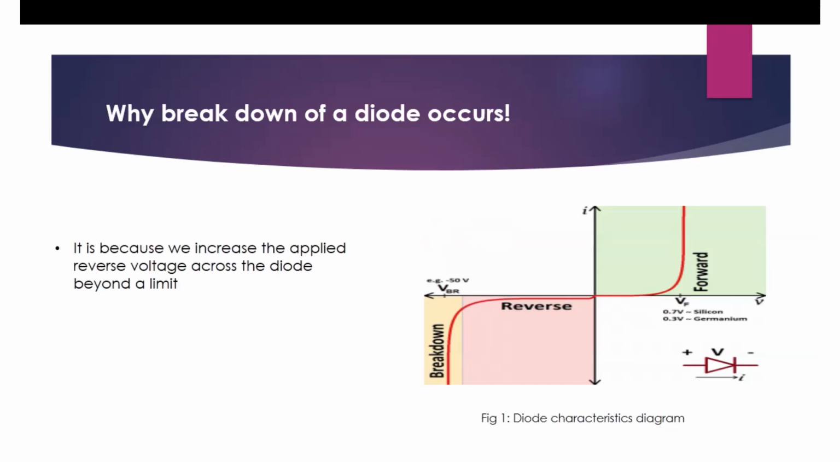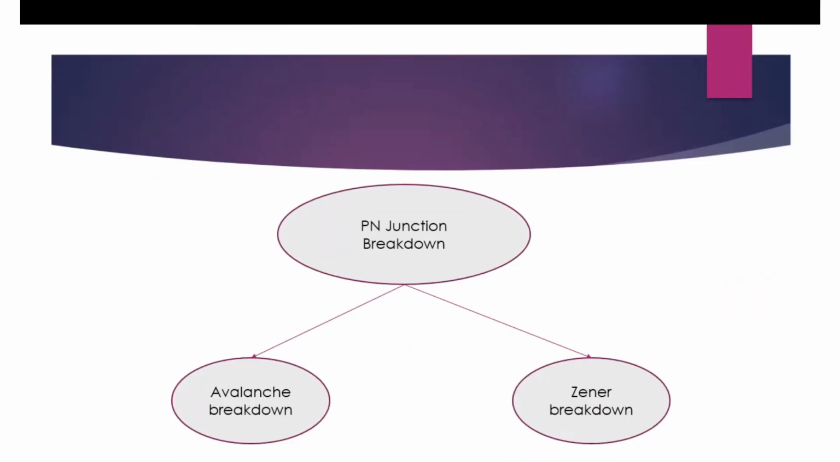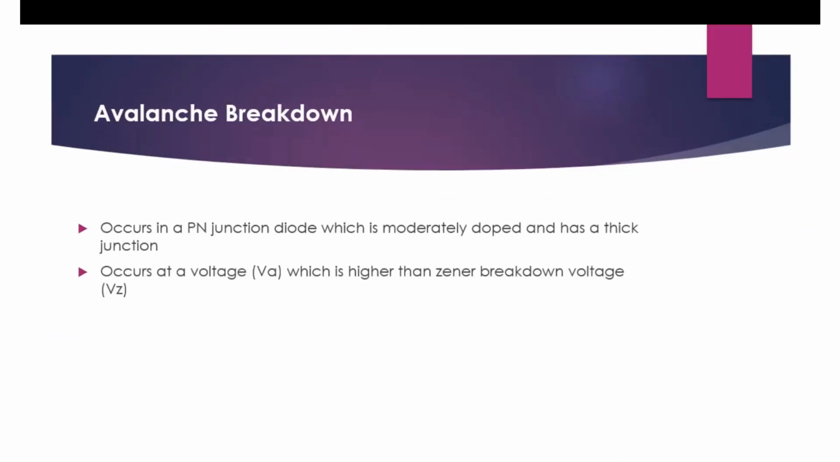If you look at it, it is quite self-explanatory, and we'll be focusing on the reverse region, and that line actually describes the whole situation. So now we come to the point of why breakdown of a diode occurs. It's because we increase the applied reverse voltage across the diode beyond the limit. The whole PN junction diode breakdown can actually be divided into two parts: avalanche breakdown and Zener breakdown. We'll be discussing these phenomena. First, let's look at avalanche breakdown.